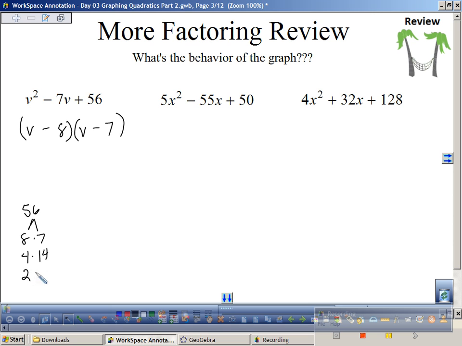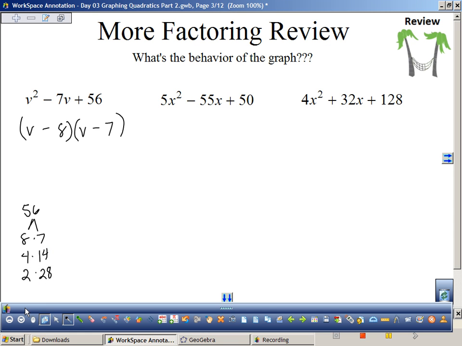What about 2 and... Do you see how I'm pulling numbers out? Like I took a 2 out of the 8 and gave it to the 7, and then I'm going to take a 2 out of the 4 and give it to the 14. 2 and 28? Does that work? No. This is not factorable.